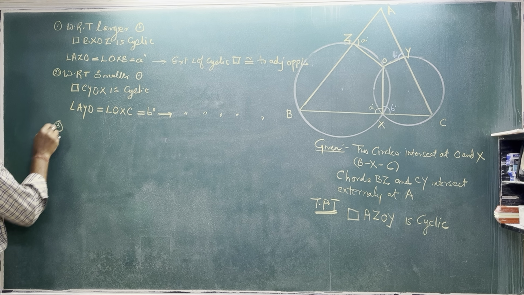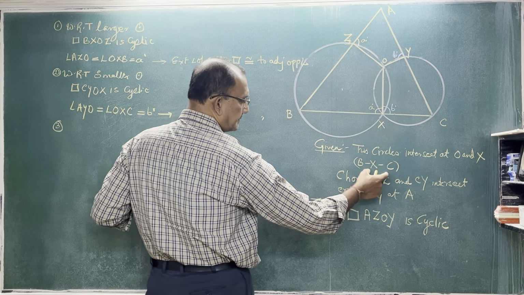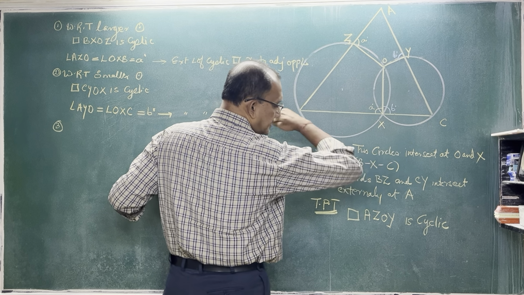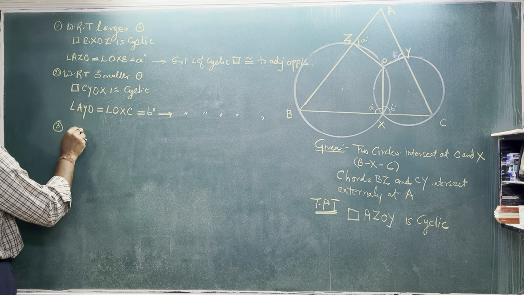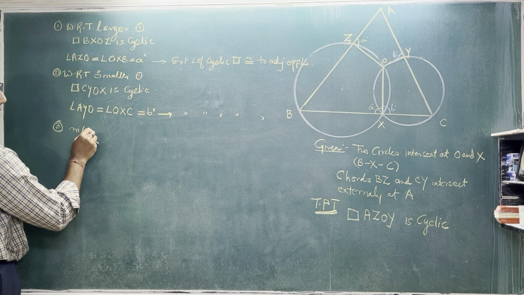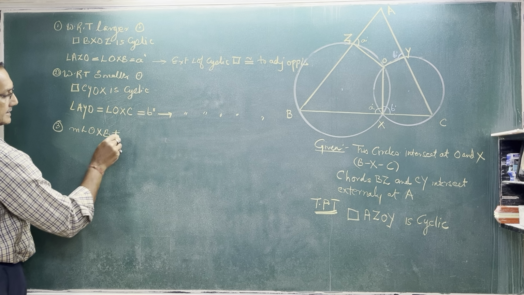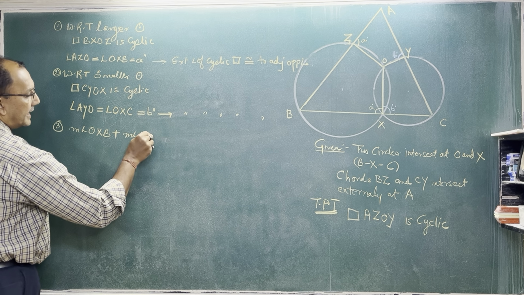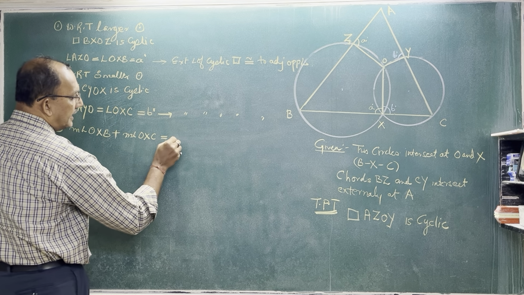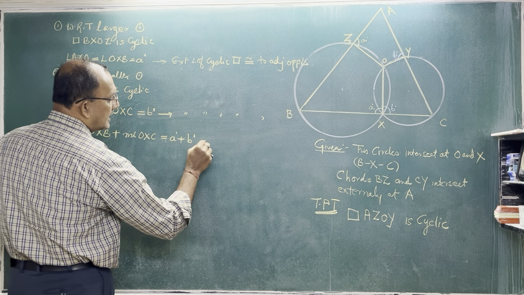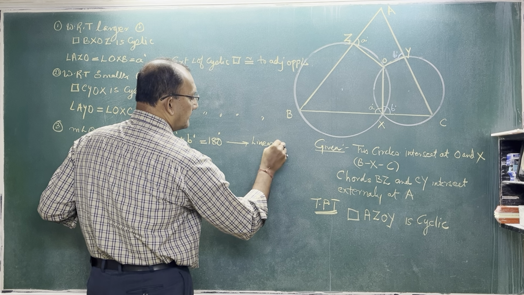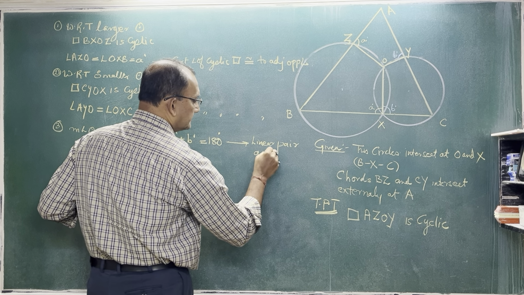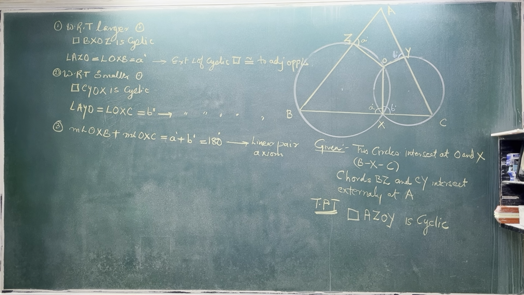Point number 3. The secret is in this particular part. B-X-C means it's a straight line. Are they adjacent angles? Okay, so now measure angle OXB plus measure angle OXC, that is nothing but A degree plus B degree. It has to be equal to 180. So I'll write it as linear pair axiom.